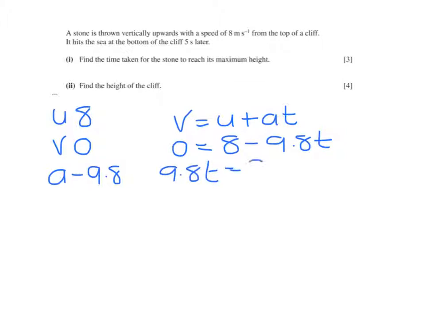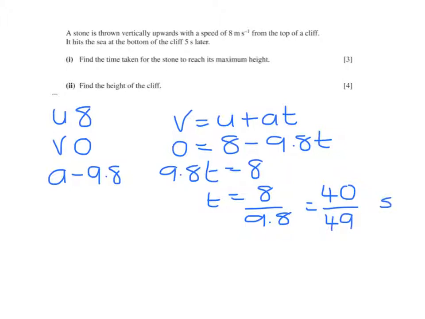9.8t will equal 8. t is 8 divided by 9.8, which is, in our calculators, 40 over 49. Don't try and change this into a decimal. If you change answers into a decimal, you have to worry about 3 significant figures. Let's use 40 over 49.